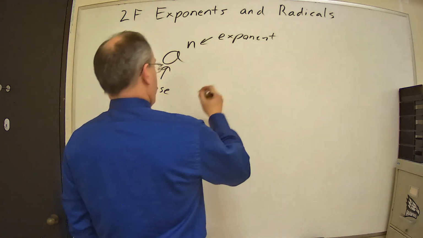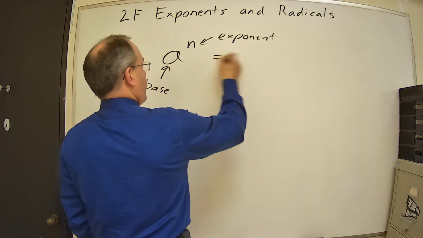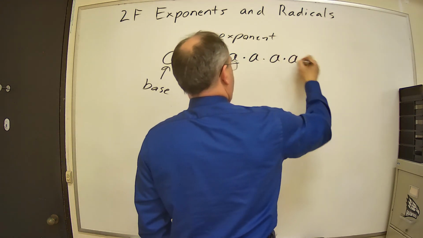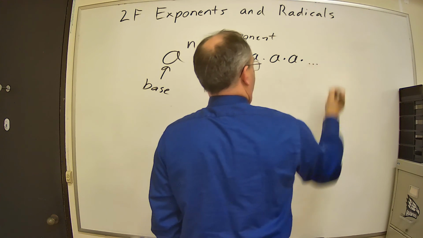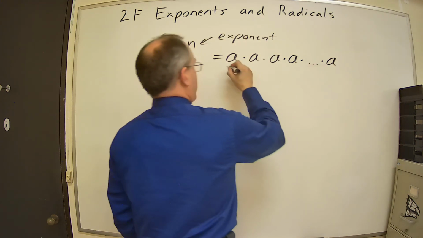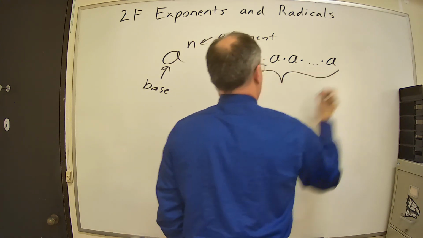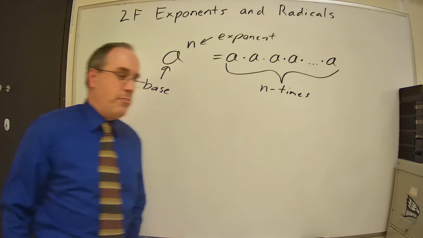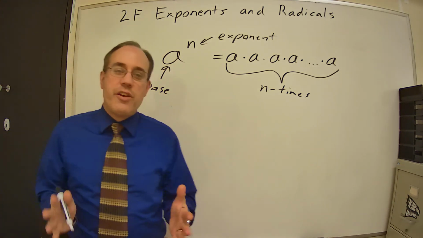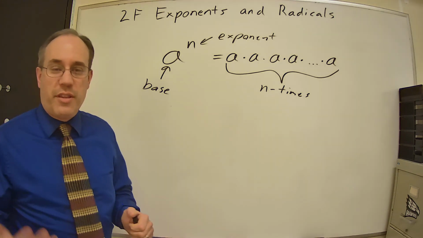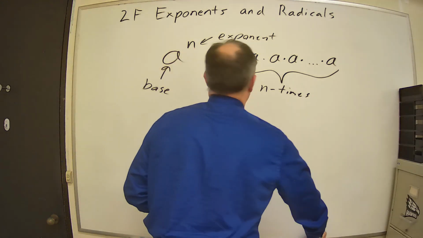And what it represents is the base being taken however many times n is and multiplied together. So you'd have a times a times a times a times dot dot dot times a, n times. Okay, so that's a generic form, putting it with letters. Let's just throw some numbers in there so we can see what it's really doing.